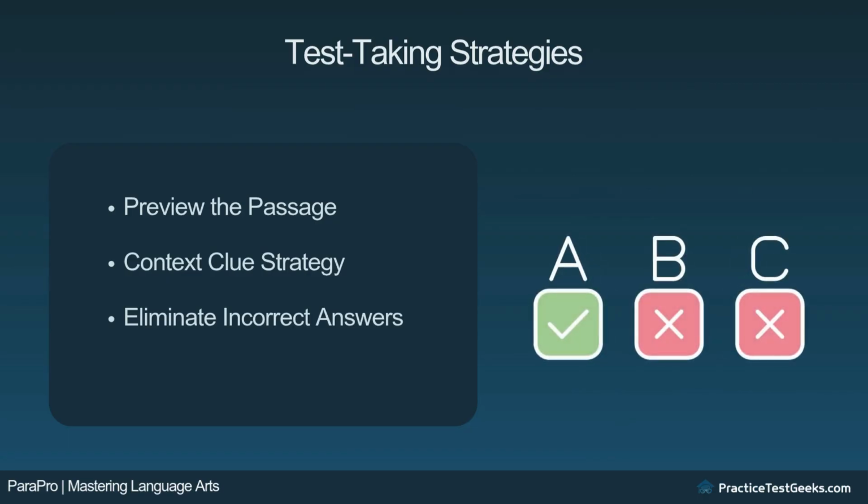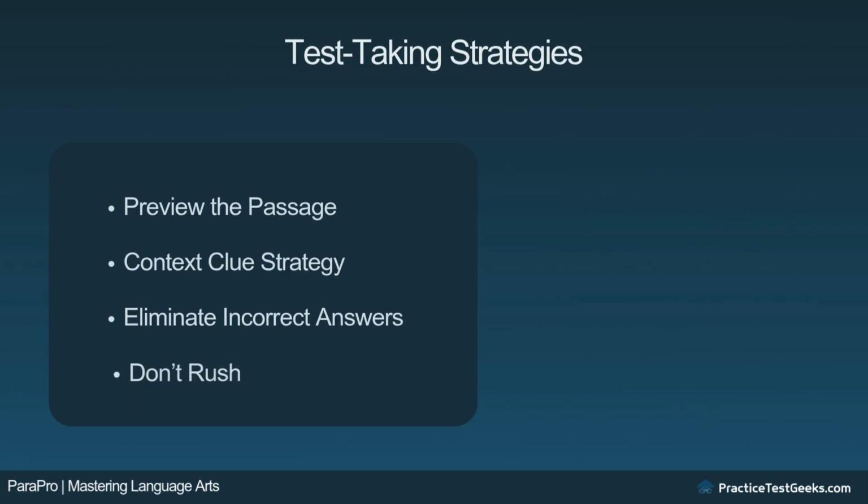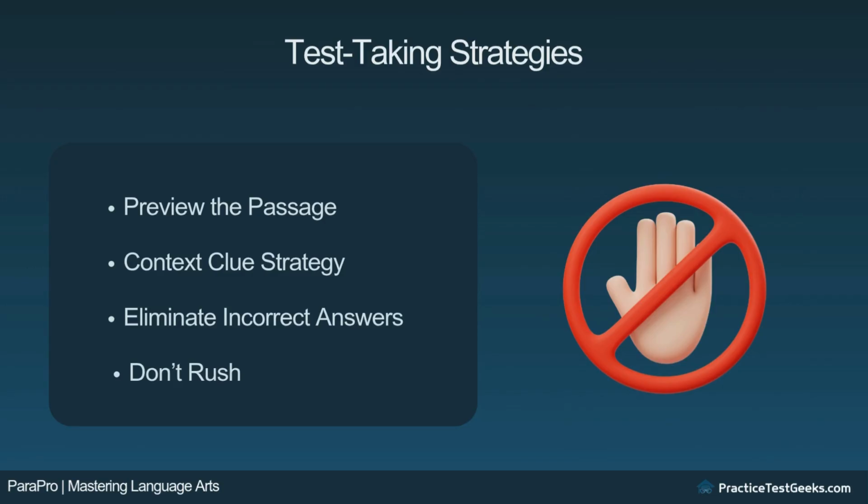In multiple-choice questions, use your understanding of the context to eliminate obviously incorrect answers. 4. Don't rush. Take your time to carefully read each passage in question. If you're unsure of a word, use the context clues to infer its meaning before making a final decision.